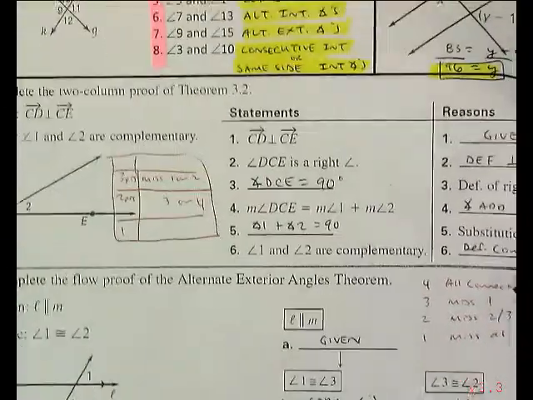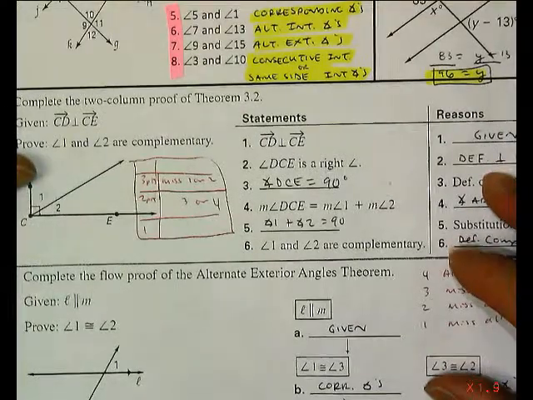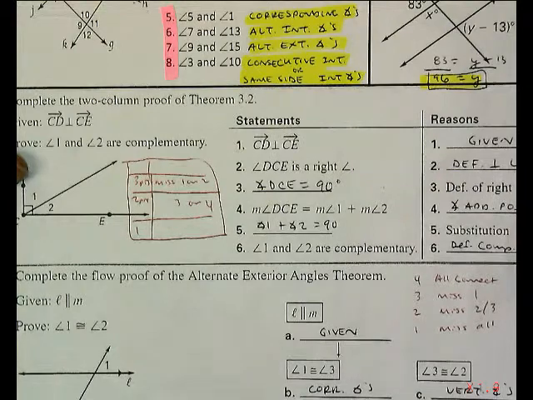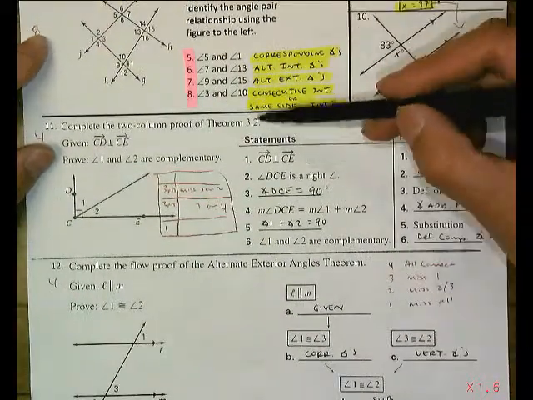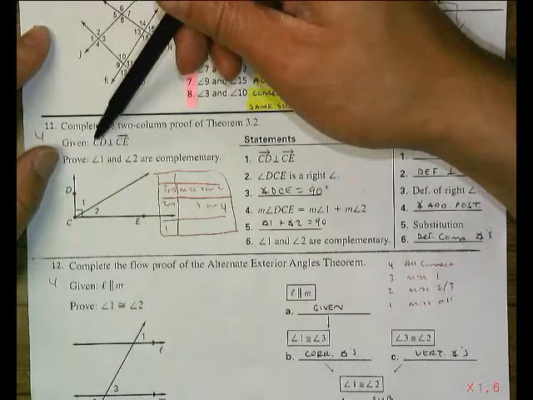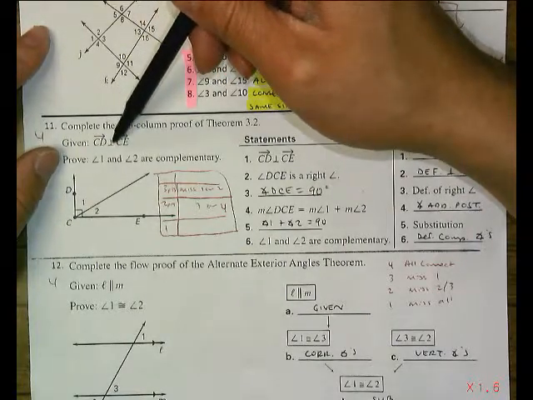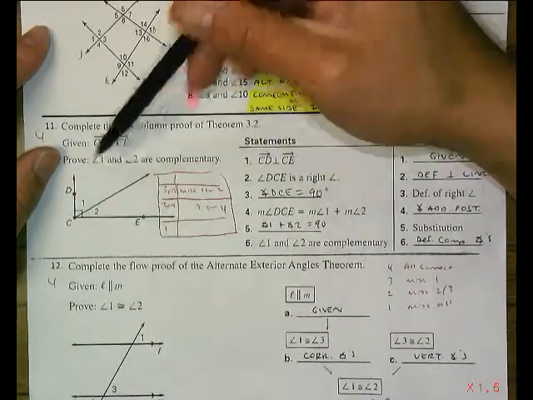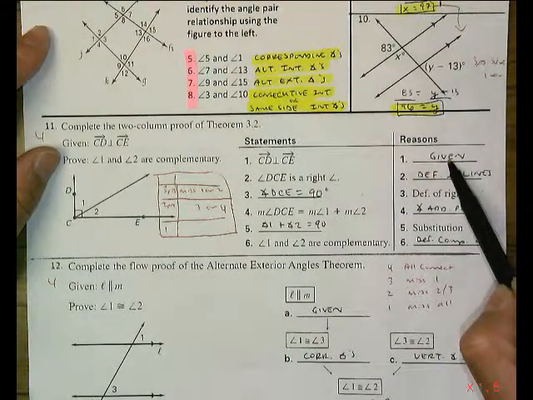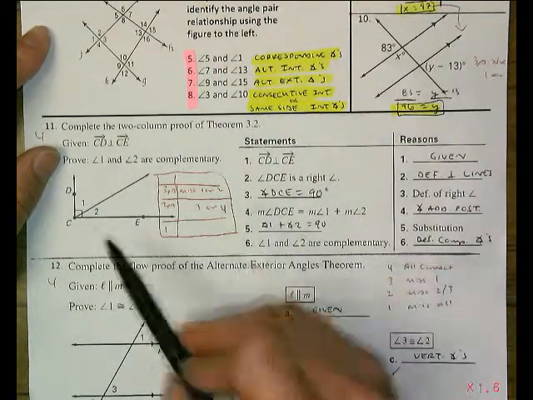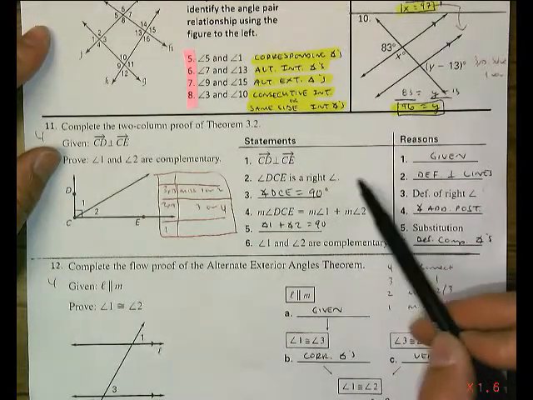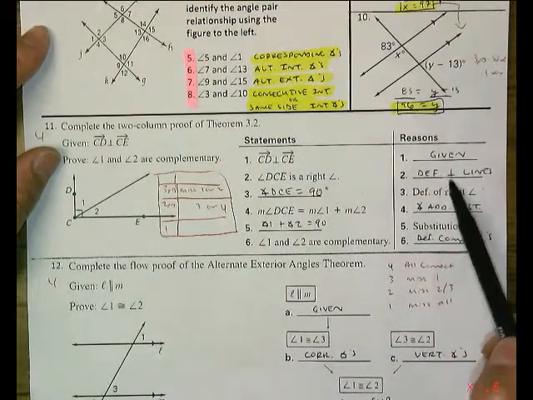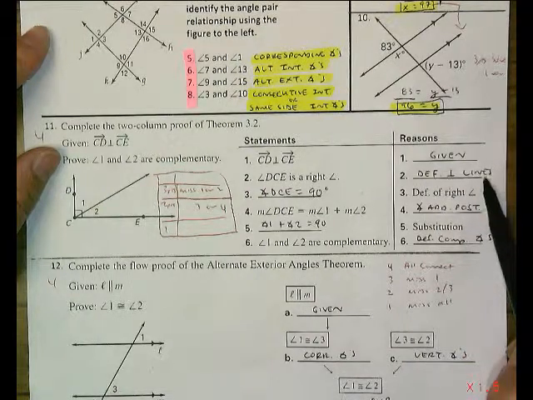Question number 11 is only out of 4. And it reads, complete the 2-column proof of Theorem 3.2. I didn't teach you guys theorem numbers, but it says given CD is perpendicular. Perpendicular means there's the right angle. So that's given. It says DCE is a right angle. Remember, perpendicular lines form right angles. That's the definition of perpendicular lines, not definition of right angles.